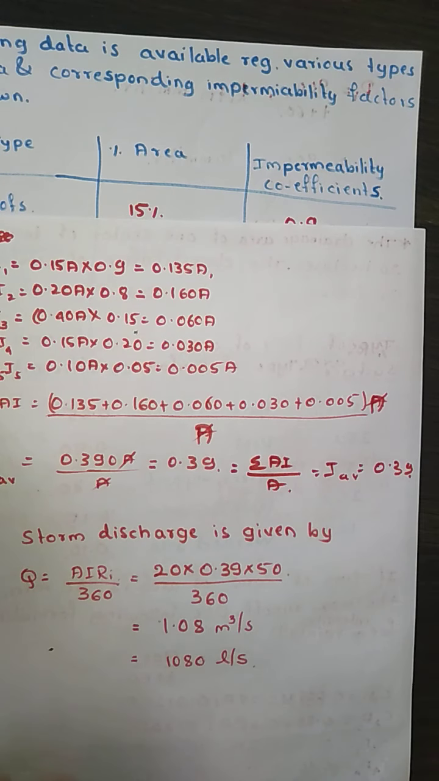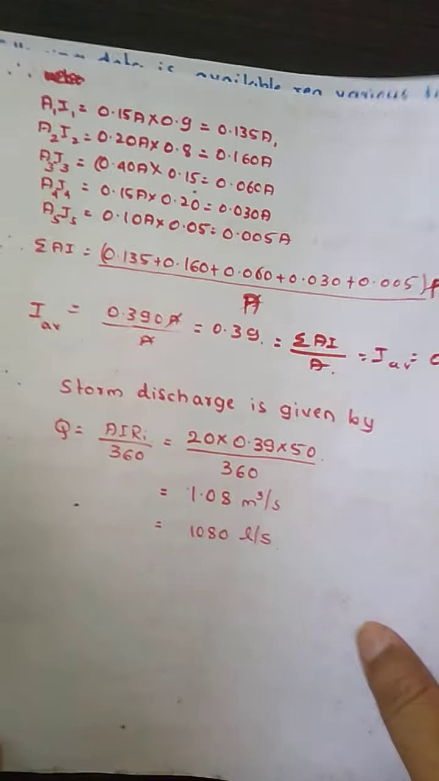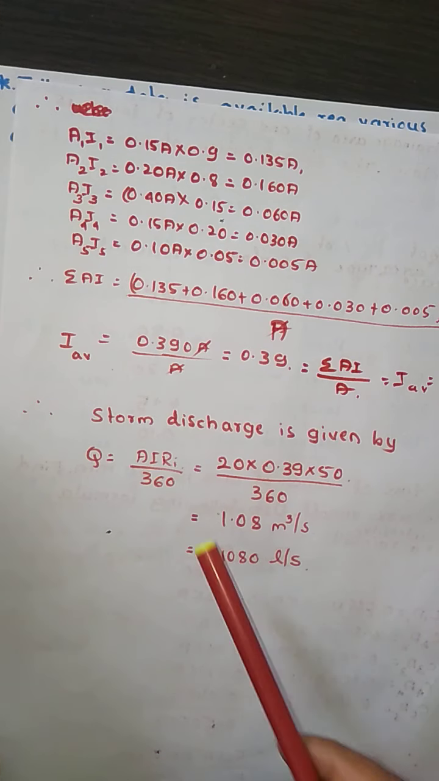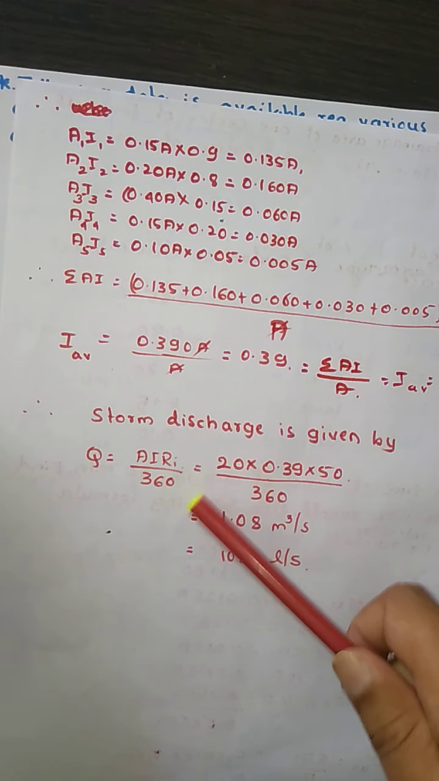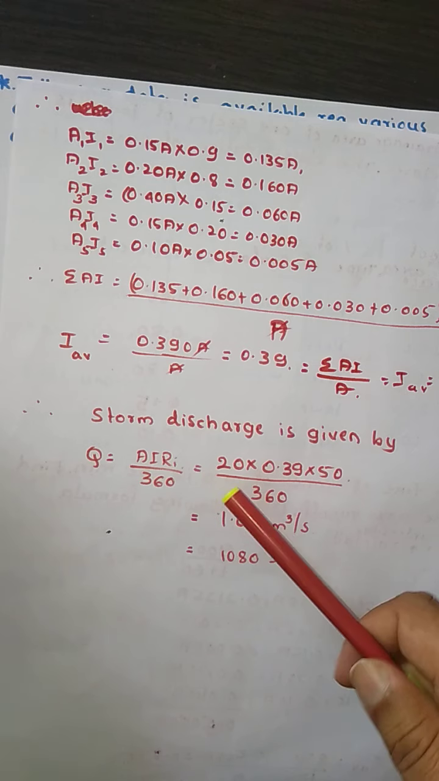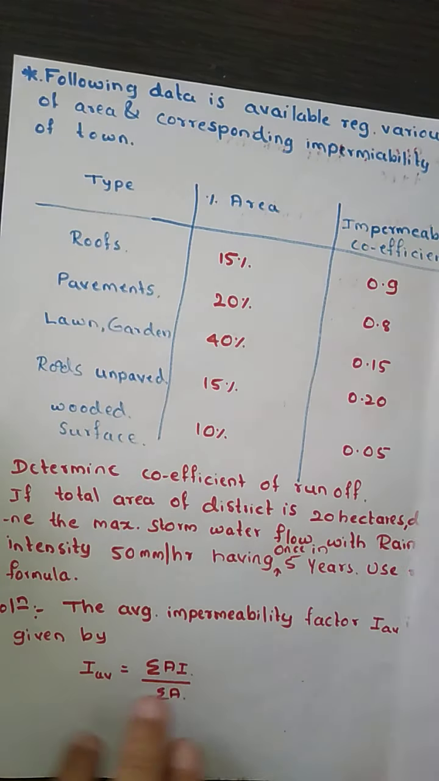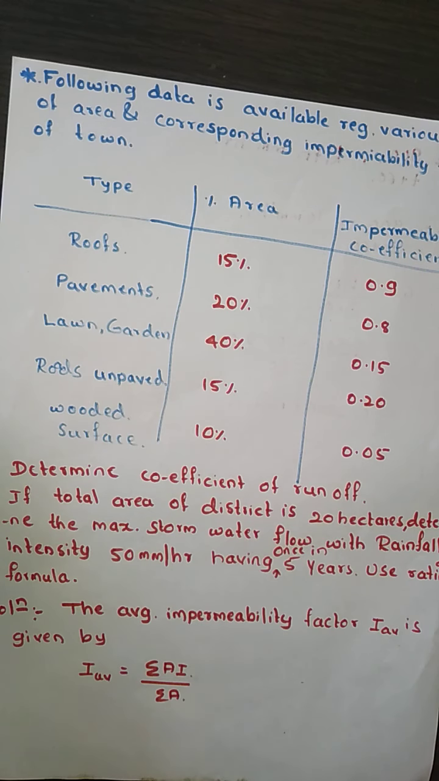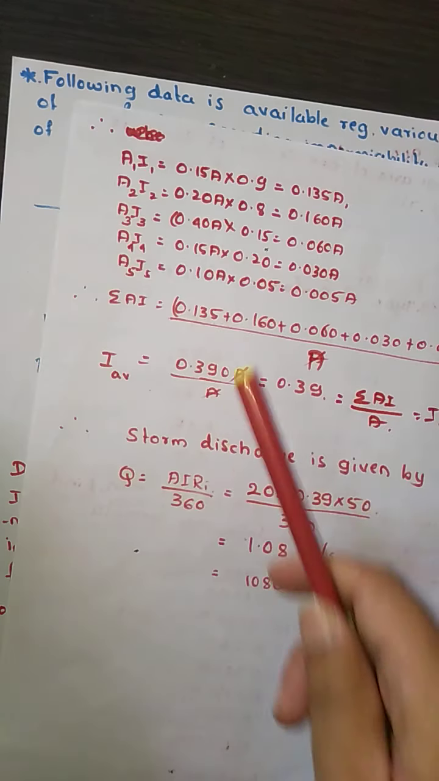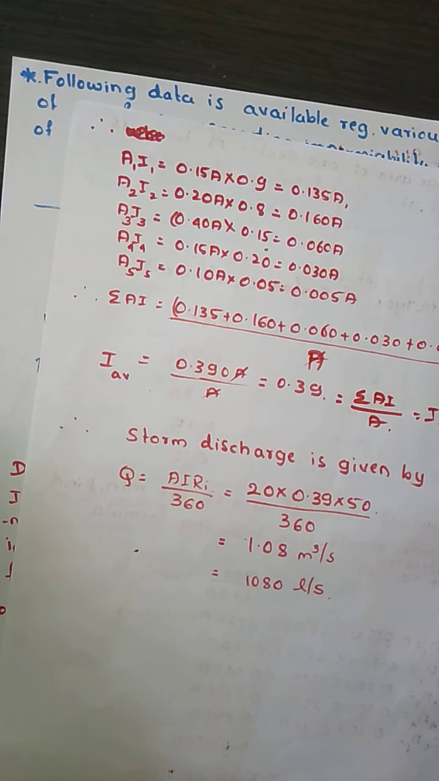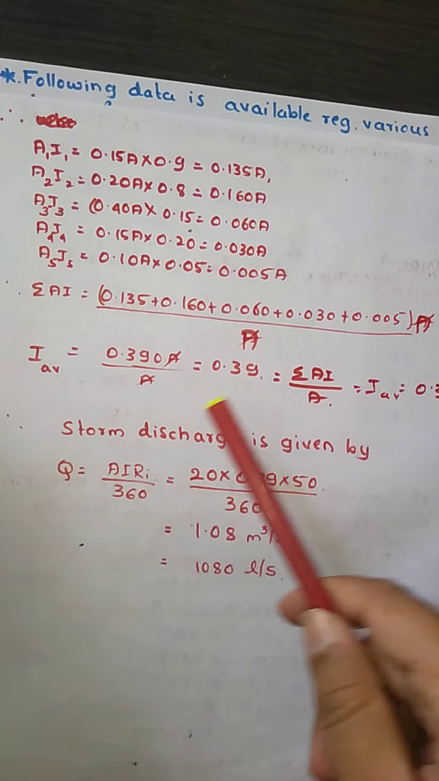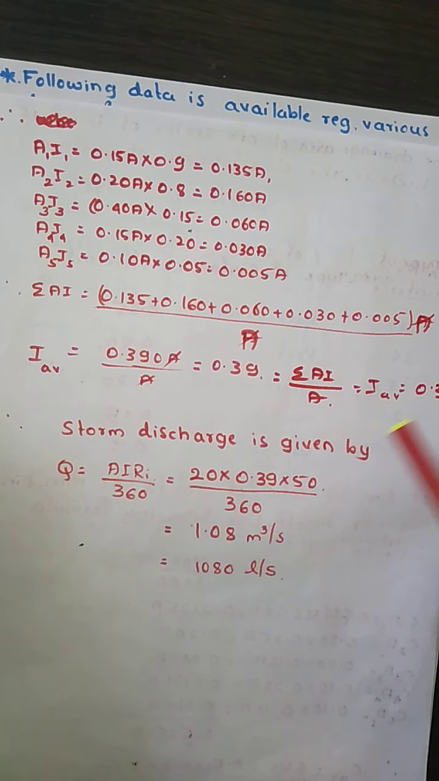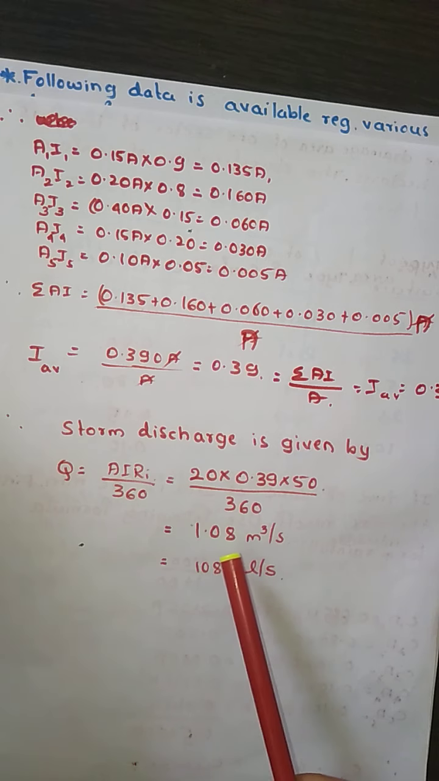So here a is going to get cancelled and we are going to get I average as 0.39. Okay. Now what is our formula to determine the empirical formula? You know that Q is equal to A into I average into Ri divided by 360. Now area, how much we have got? Here area is given, that is, the total district area is 20 hectares. A is 20 hectares, I is 0.39, that is I average, we have found it out. Then the rainfall intensity we know already, it is 50, divided by 360.